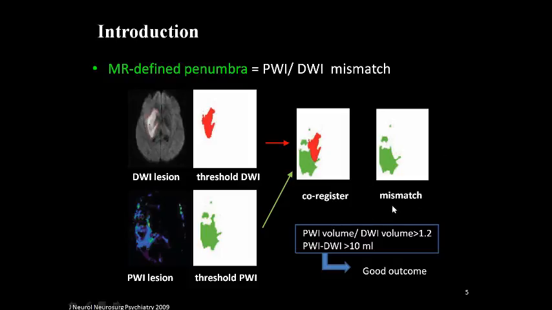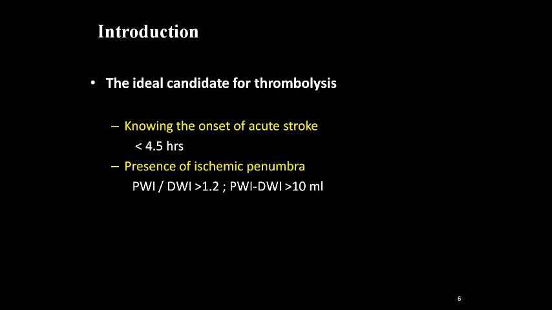A stroke patient with a mismatch ratio above 1.2 or a minimum mismatch volume of 10 ml is most likely to benefit from reperfusion and to have a good outcome. Taken together, the ideal candidate for thrombolysis is one with a known onset of acute stroke, ideally within 4.5 hours, as well as the presence of substantial ischemic penumbra.